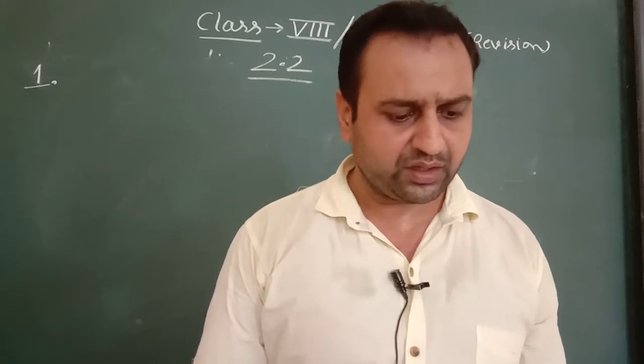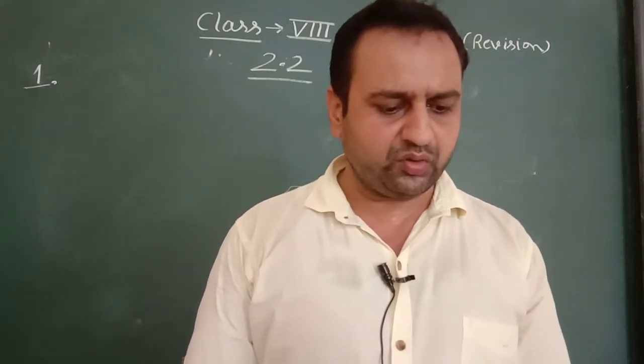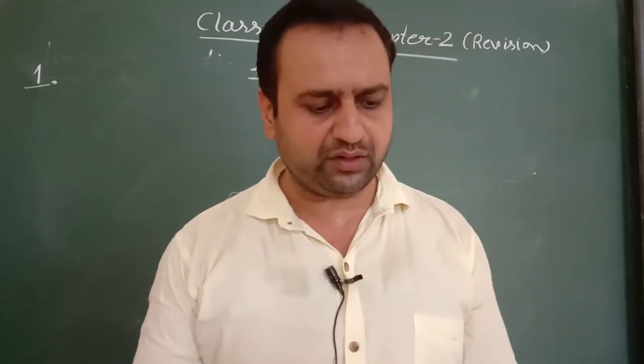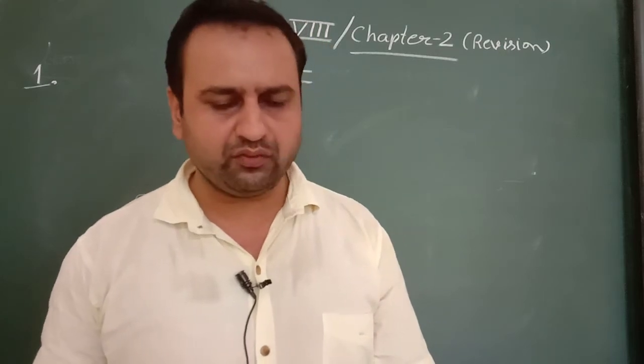Question number 1. If you subtract 1 upon 2 from a number and multiply the result by 1 upon 2, you get 1 upon 8. What is the number? In this question, we have to find a number.